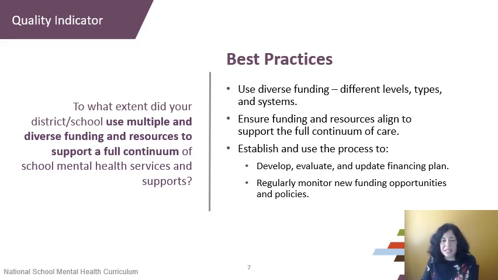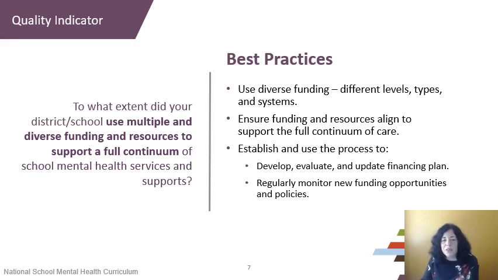Having multiple and diverse funding and resources to support a full continuum of school mental health services and supports is essential for building and sustaining high-quality school mental health systems. Best practice for this indicator includes using multiple and diverse funding sources from different levels, such as the school, local, district, state, and federal funding, having different types of funding, such as grants, third-party reimbursement, cost sharing, private foundation funding or block grants, and different systems such as education, physical, mental, and public health, as well as substance use.